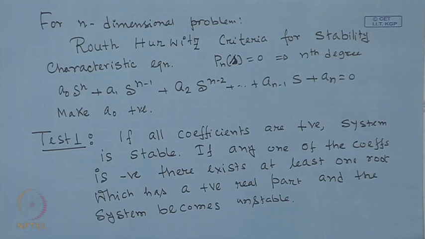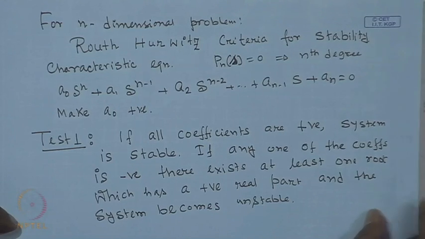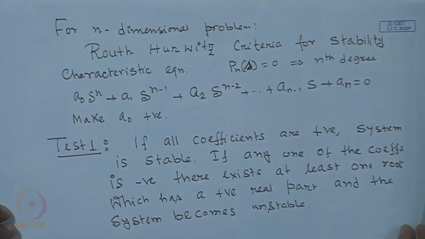If we make all the coefficients in the characteristic equation positive, and it is observed that all coefficients become positive, then the system is stable. If any one of the coefficients is negative, there exists at least one root which will have a positive real part and the system becomes unstable. So, that is the first test.